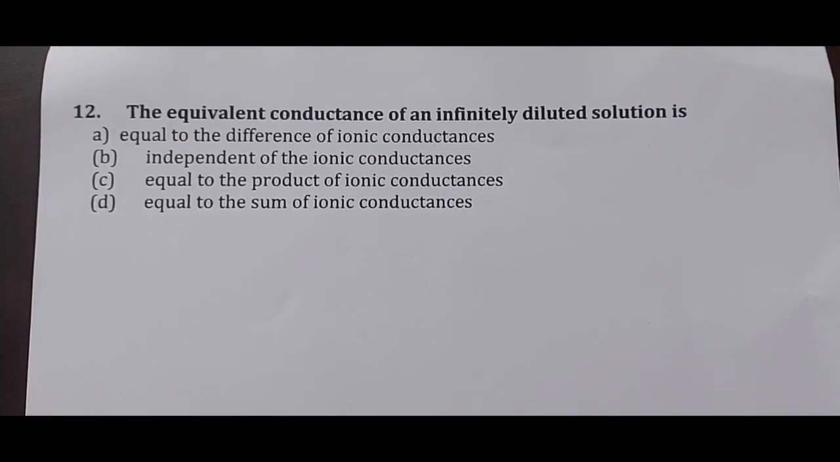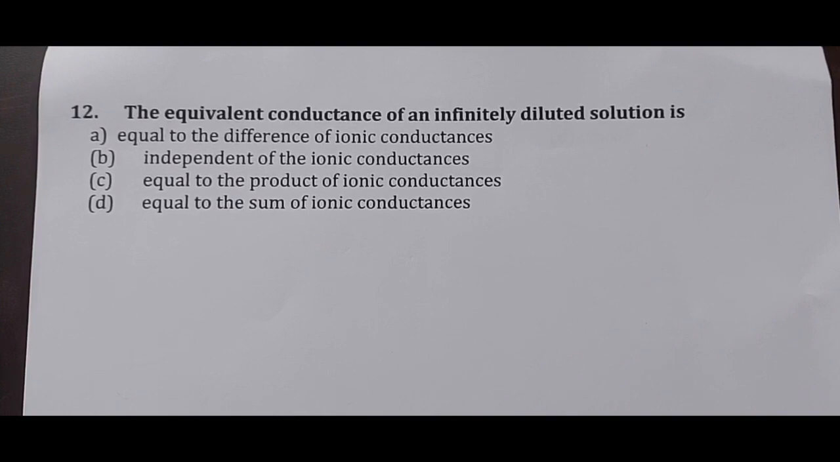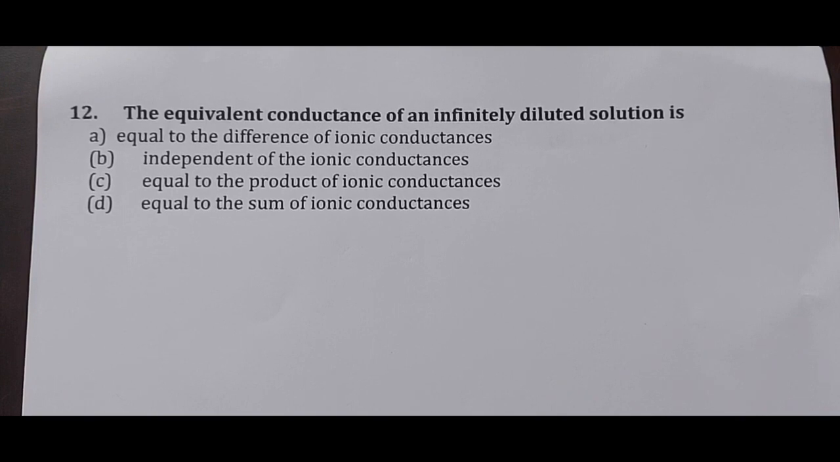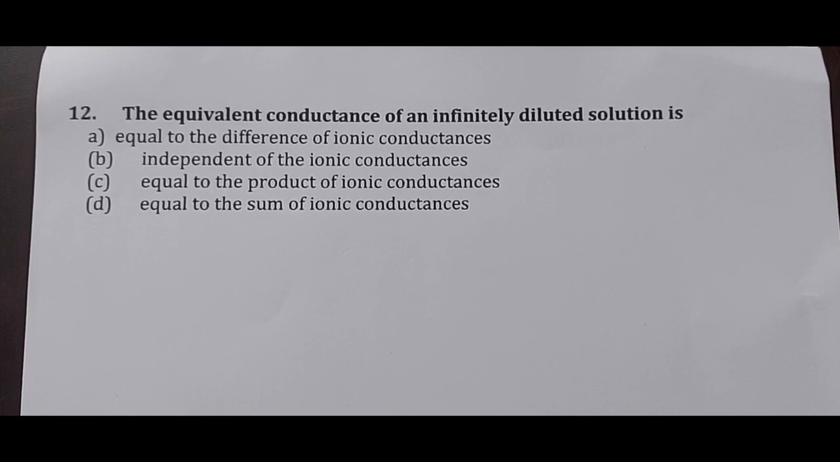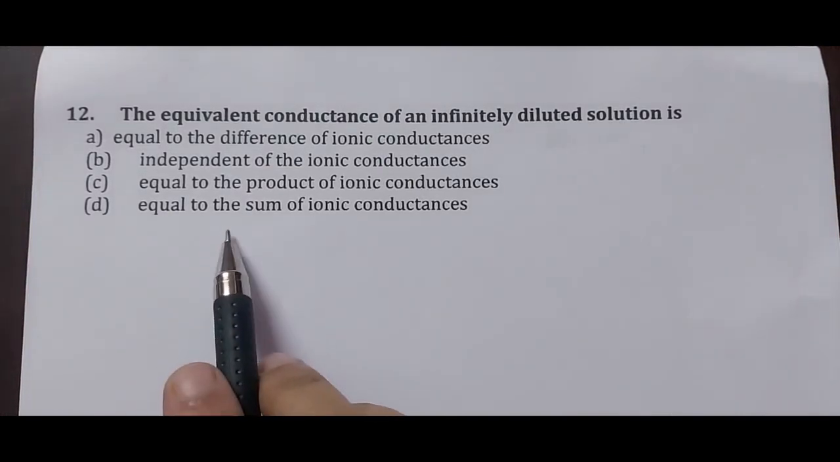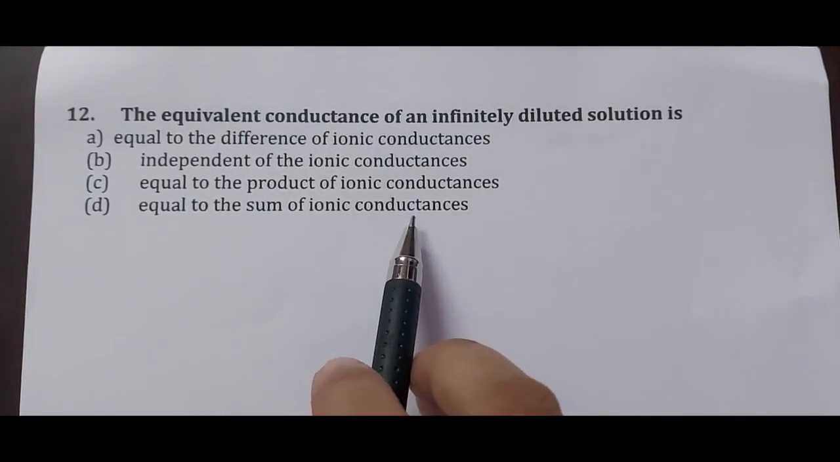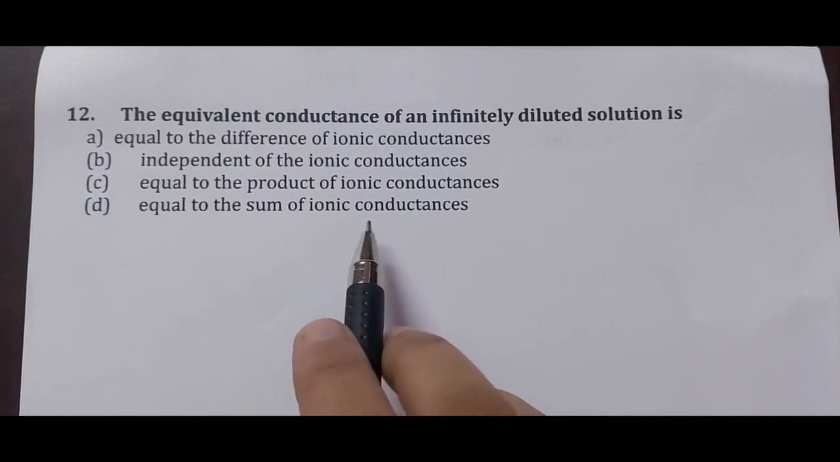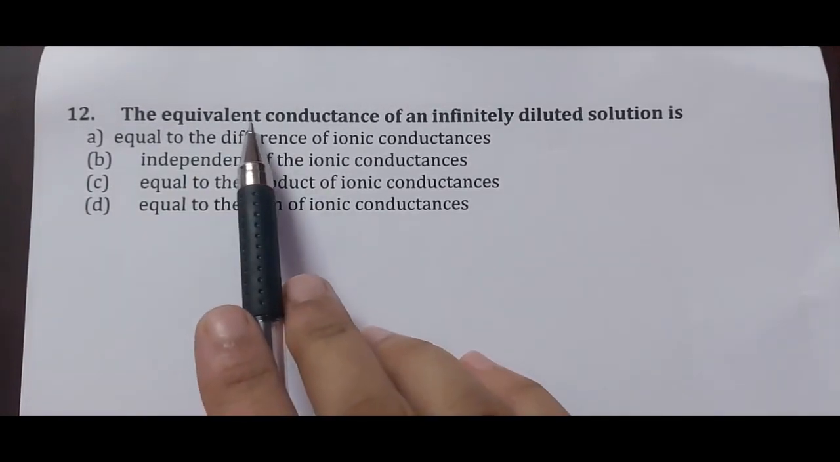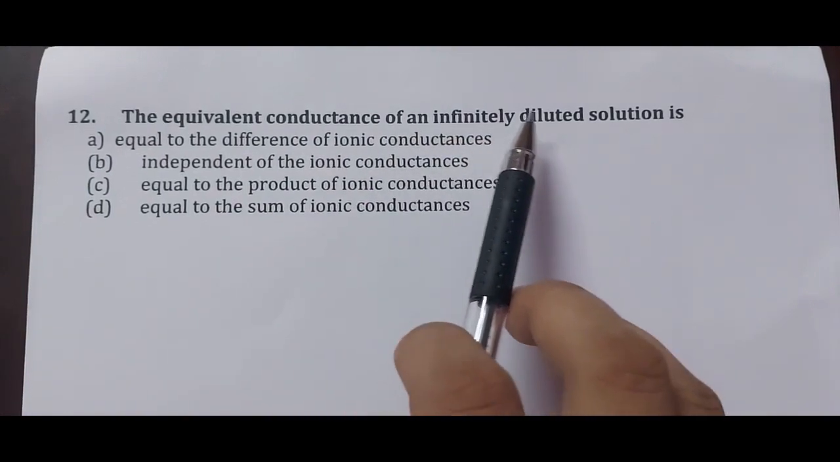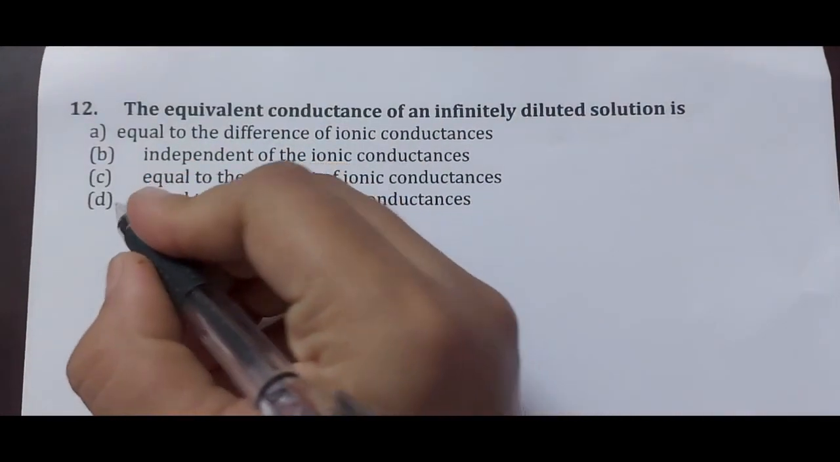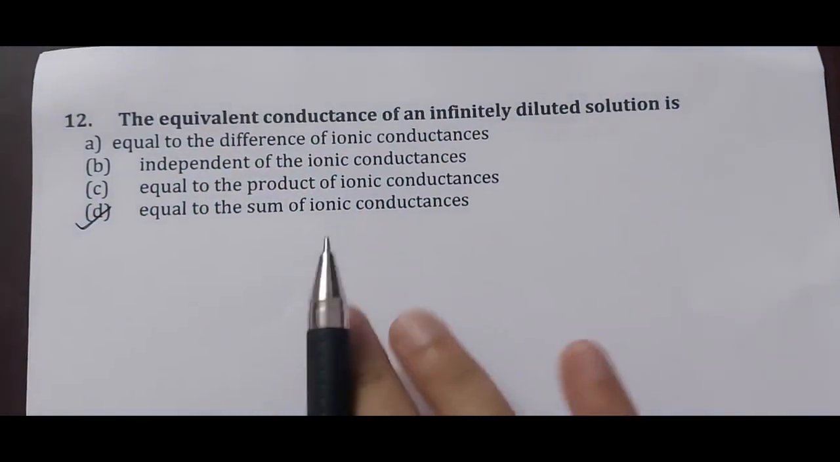With the next question: the equivalent conductance of an infinitely dilute solution is option A, equal to the difference of ionic conductance; B, independent of ionic conductance; C, equal to the product of ionic conductance; and D, equal to the sum of ionic conductance. And this is based on Kohlrausch's law, which says that the equivalent conductance of an infinitely diluted solution is equal to the sum of ionic conductance.